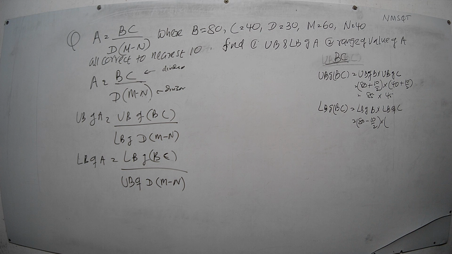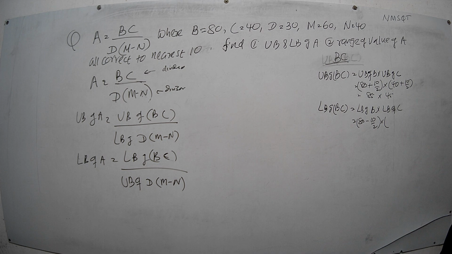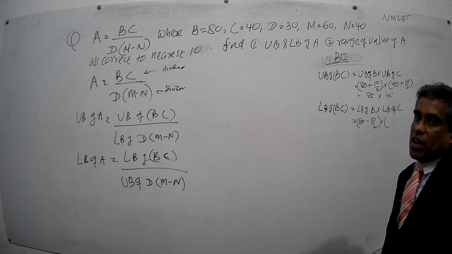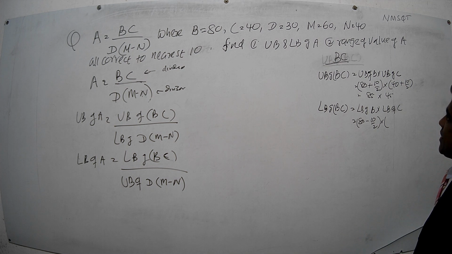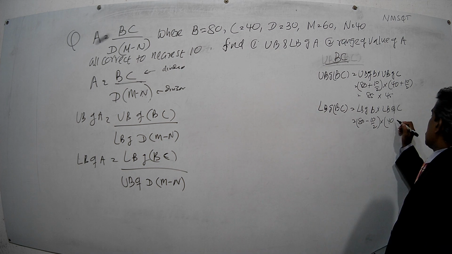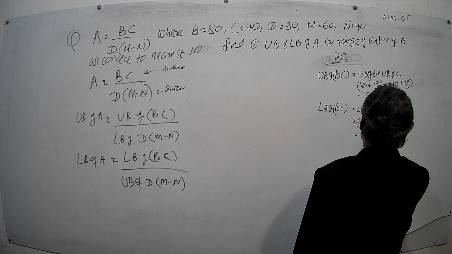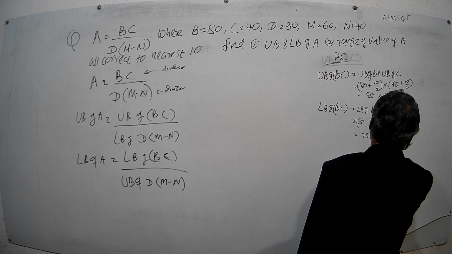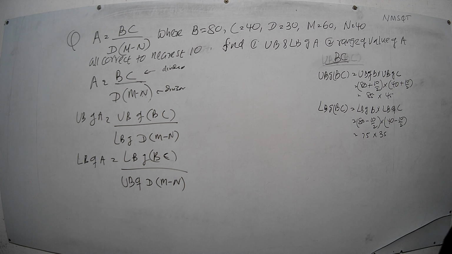Lower bound of C, again lower bound of single corrected value. The general formula is corrected value minus degree of accuracy over 2. That is how to find the lower bound of a single corrected value. Then corrected value of C is 40, minus degree of accuracy 10 over 2. Right. Then you take this. This one will be 75. This one will be 45, 35. Like that. Okay. Then you got what?